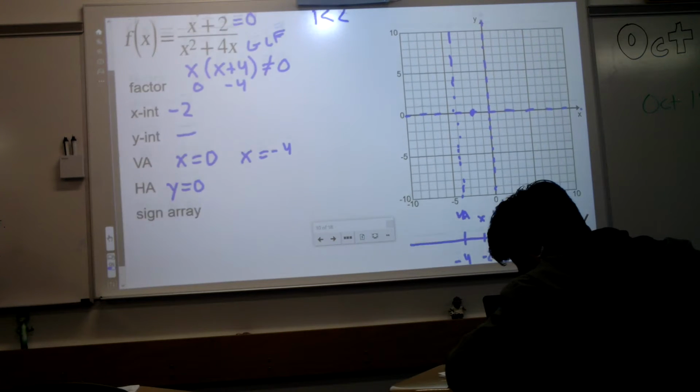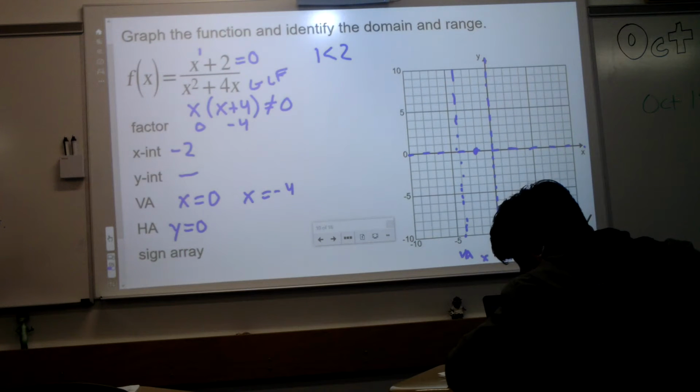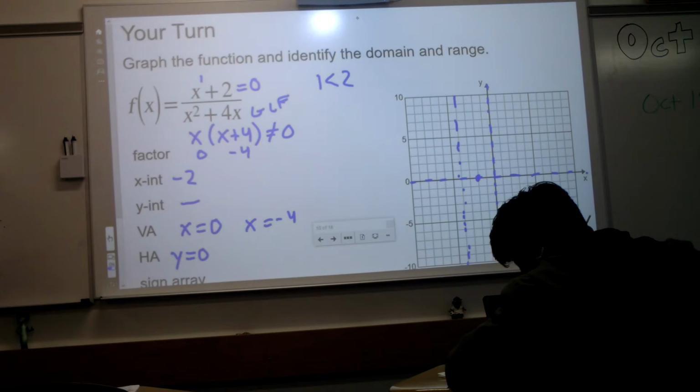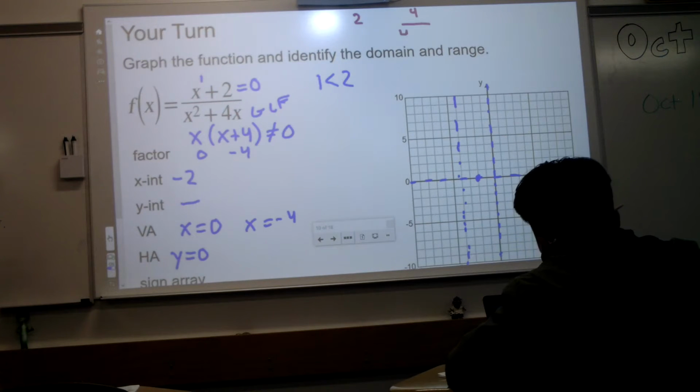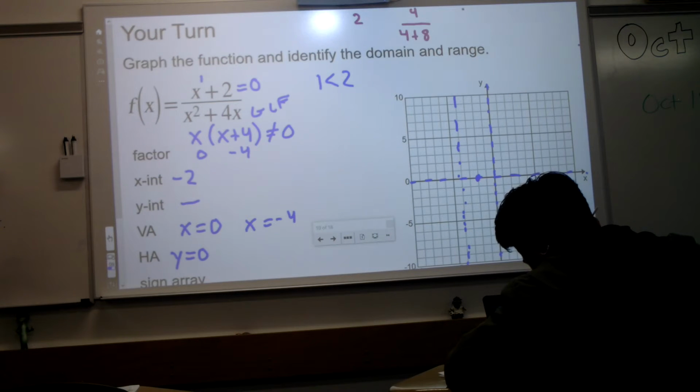So I'm going to plug in 2. Go back to the beginning. And I'm going to kind of do this up here. When I plug in 2, 2 plus 2 is 4. Then I'm going to get 2 squared, that's 4, plus 4 times 2, which is 8. So that gives me 4 over 12, which is 1/3. So when x is 2, y is 1/3.